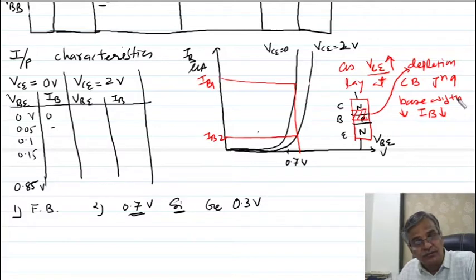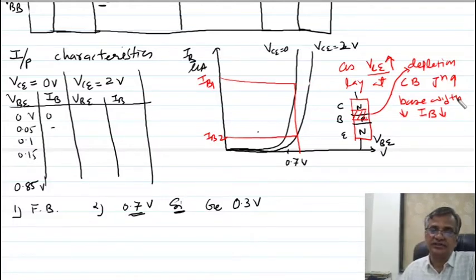As the width of the base decreases, the base current decreases. Or you can say the decrease in base width causes the decrease in base current from Ib1 to Ib2 as Vc increases from 0 to 2 volt. So you can understand this discussion.